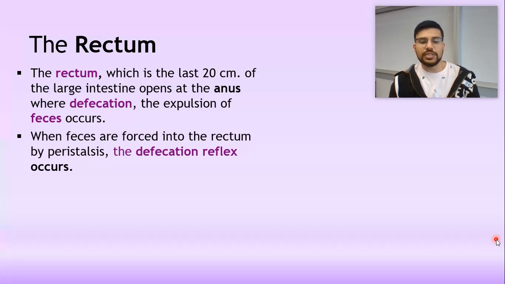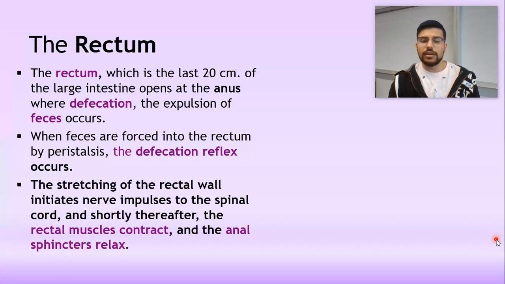When feces are forced into the rectum by peristalsis, you get this thing called a defecation reflex. Now, typically what's happening is this rectal wall is stretching, and this is going to send a nerve impulse through your spine right up to your brain, and that's going to cause your rectal muscles to contract, and that's going to cause your anal sphincters to relax. This is what should happen.